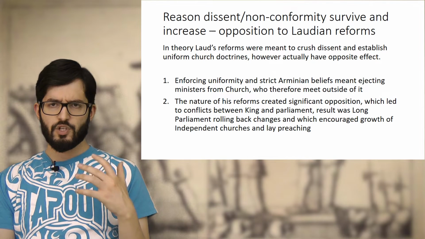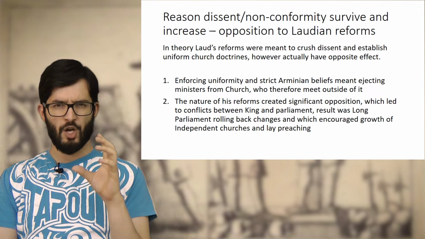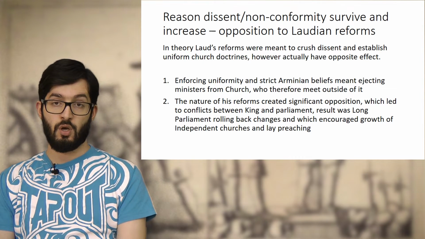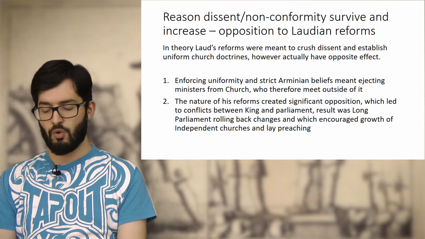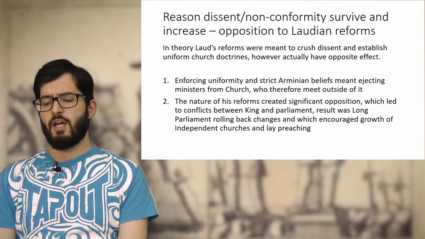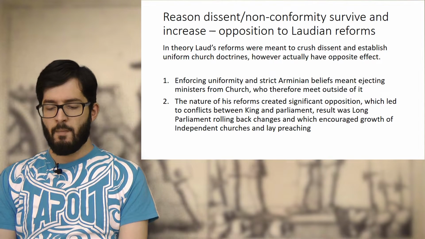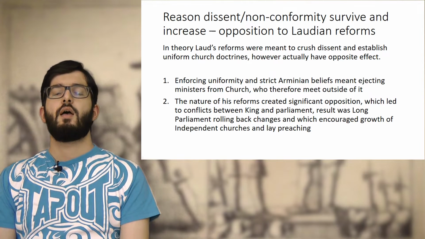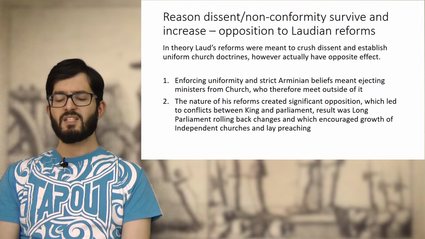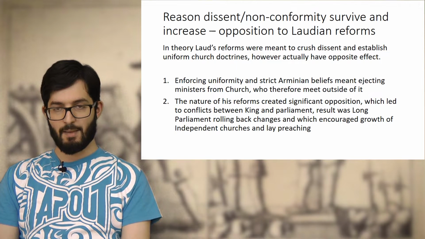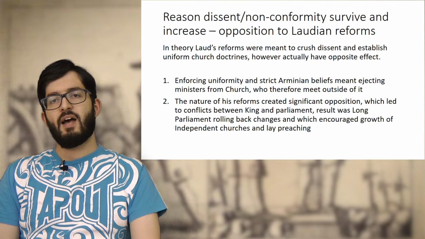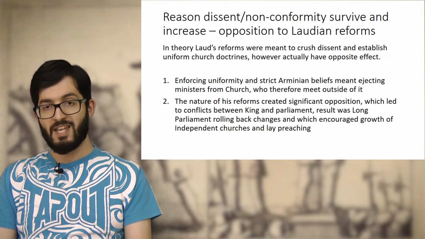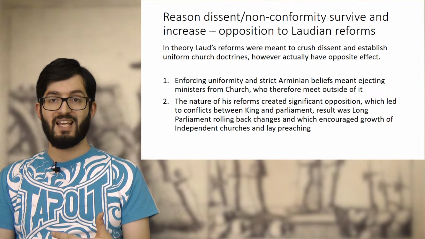But then the question is, how do these slowly growing minority groups gradually become more important, and how do they survive the persecution of the Laud years? The first reason they are able to survive, and this will be a very similar point when we look at the Clarendon Code of 1660, is that whilst Laud's reforms were meant to crush dissent and establish uniform church doctrines, they actually had the opposite effect. Opposition to Laud's reforms leads to a growth and survival of dissent and nonconformity.